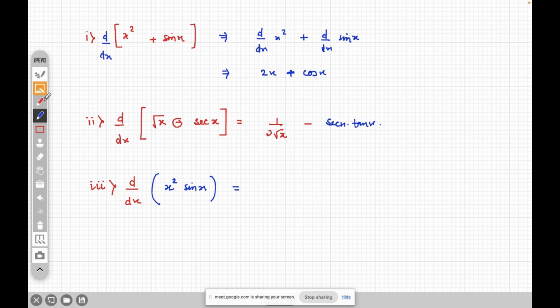30 seconds over. X square as it is, plus sine x as it is, into differentiation of the second, plus second as it is, into differentiation of the first. Right or not? Yes, sir. Now, just to maintain the beauty of the question, I have written 2x first, okay? Now, further simplification is totally dependent on the options given. Clear?